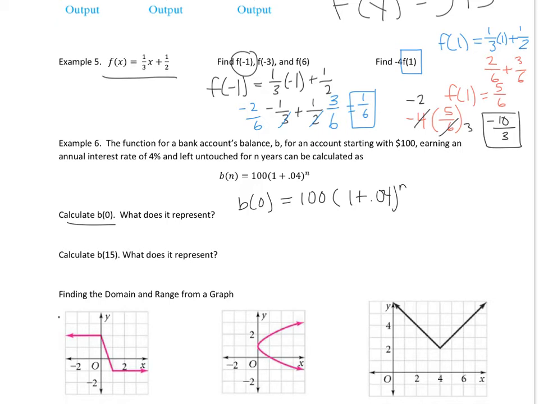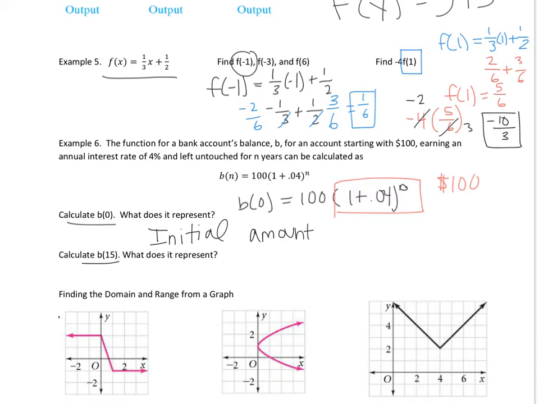And what does it represent? So anything to the 0 power is 1. So this answer is going to be $100. Now what does B of 0 represent? So remember that n represents years. So this means initial amount. So we know initially we have $100 just from our function and from what the words up here say.